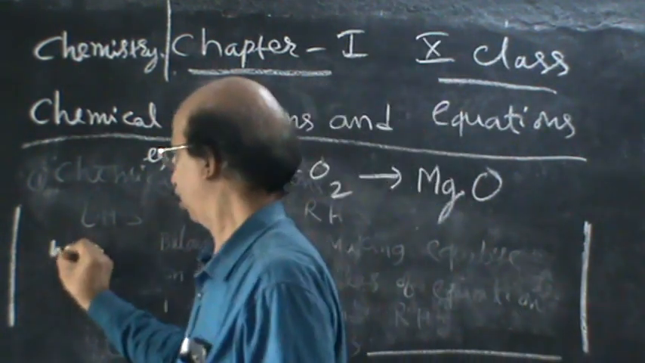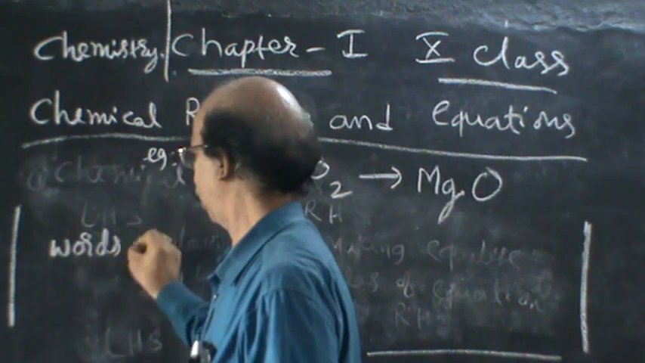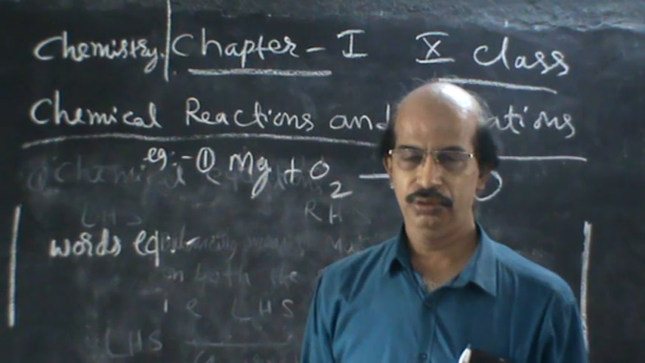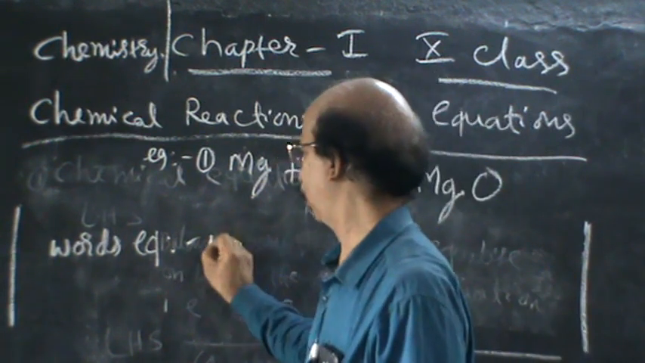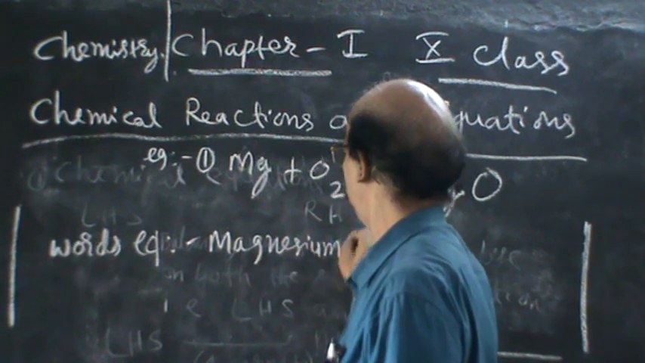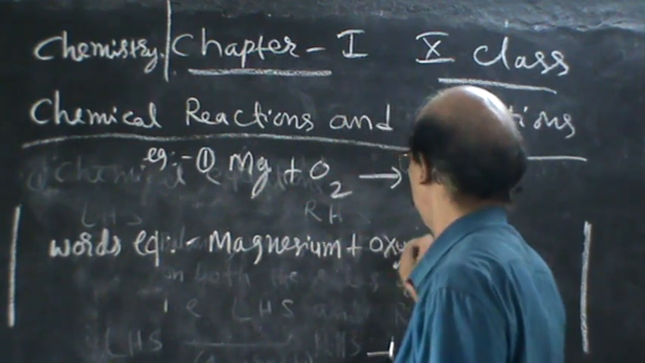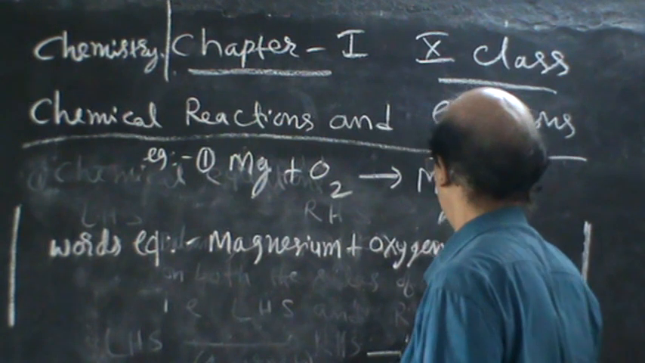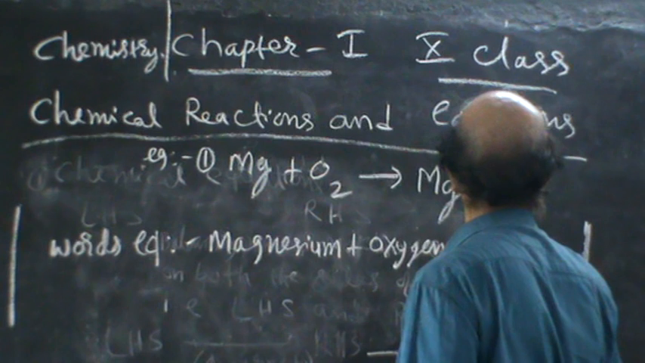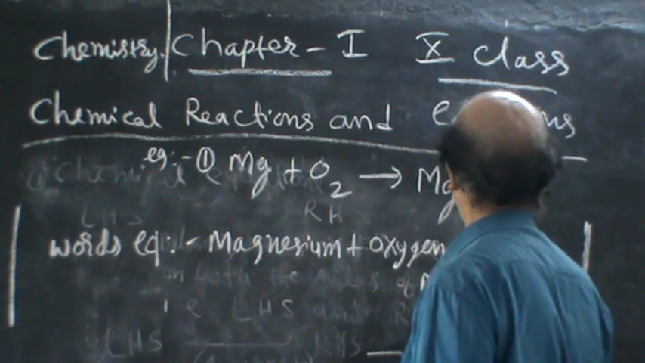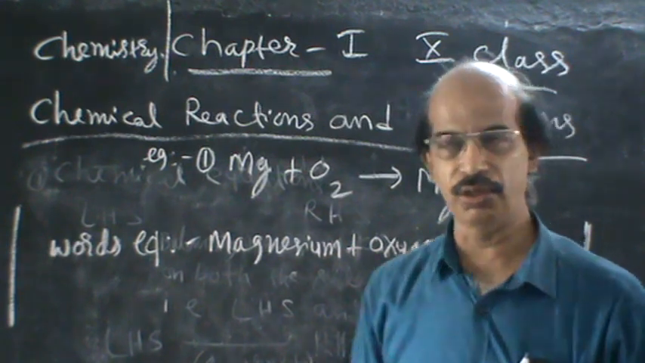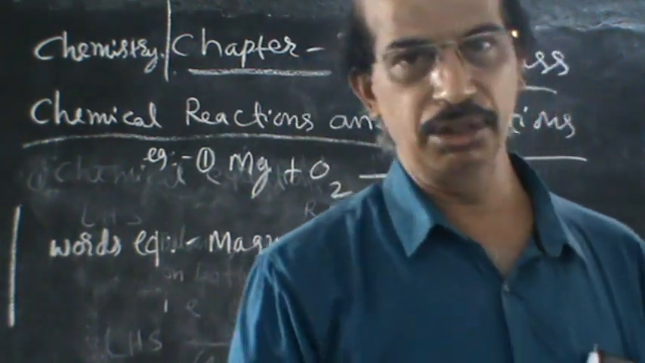Word equation. What is a word equation, children? It is the equation in words. Magnesium plus oxygen gives rise to magnesium oxide. That is called a word equation.